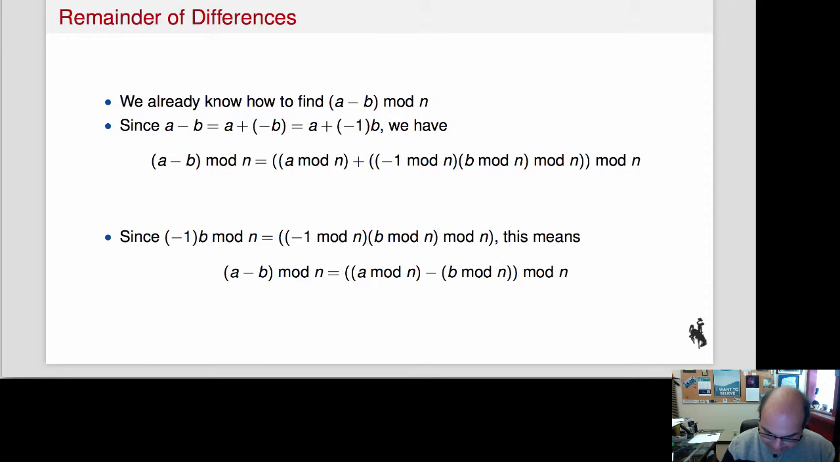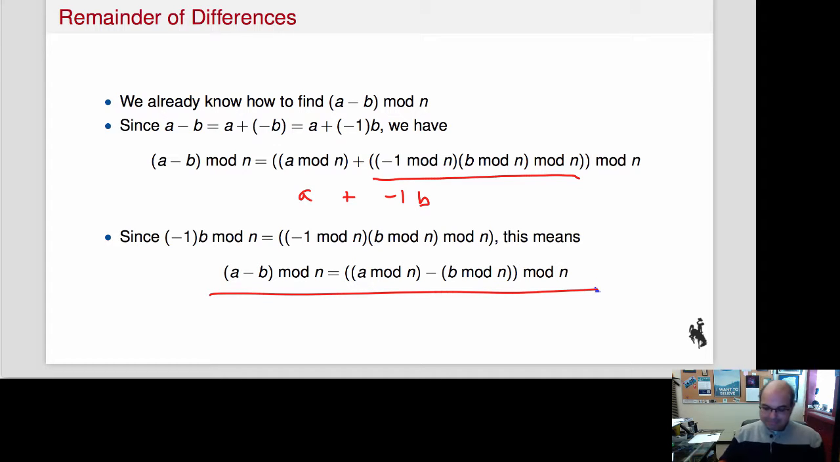It's a little ugly, but we can make that simpler, because minus 1 times B mod n is minus 1 mod n times B mod n. So that whole thing is just minus 1 times B mod n. So what we have is A plus minus 1 times B. So there's a simpler expression, which I think is the expression that you would expect: A mod n minus B mod n, and then take mod n just in case.